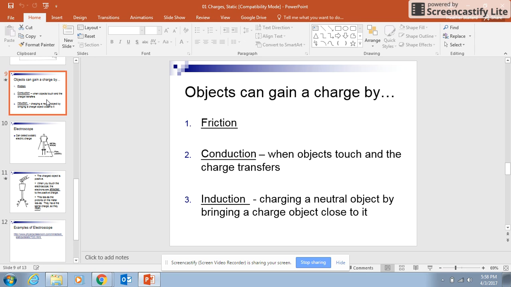So with conduction, I try to tell you guys, just remember conduction is where they touch. If we were to cook some noodles on a stove, or if we were to boil water, the pan is going to touch the actual stove. So that's cooking through conduction. That's a transfer of heat through conduction. So it's just when the objects actually touch. With induction, they're not going to touch, but bringing a charged object close to it will cause it to charge up.